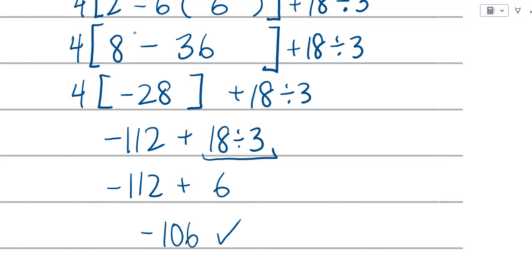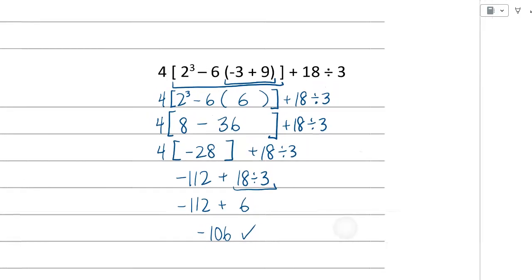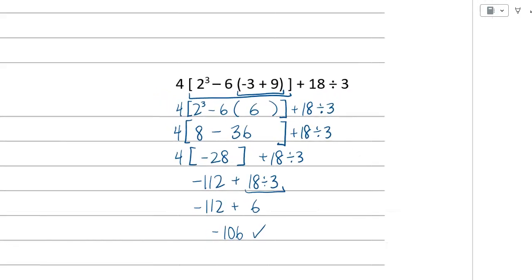Negative 106. So hopefully that helps. This happens in algebra. This happens in, like I said, every branch of math you're going to deal with. The order of operations never goes away, but it's so crazy how often people trip up on it. It never goes away. So hopefully that helped.